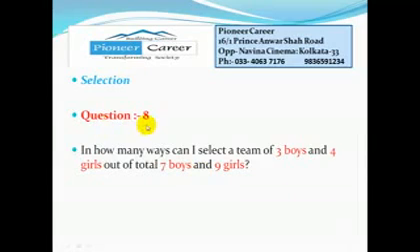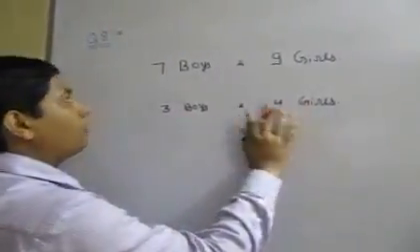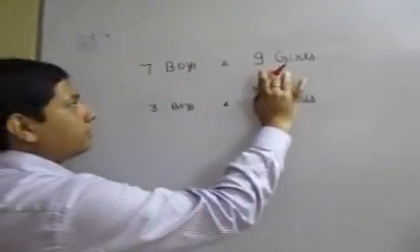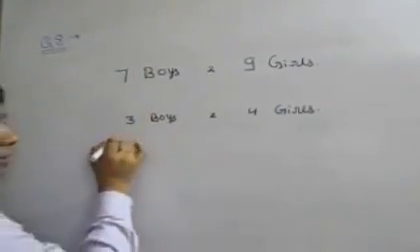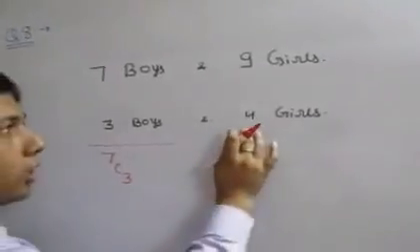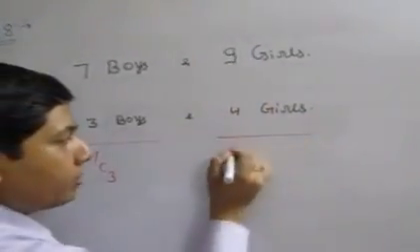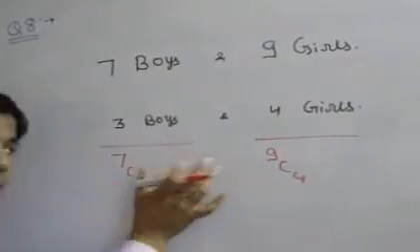Now question number 8. In how many ways can I select a team of 3 boys and 4 girls out of a total of 7 boys and 9 girls? Here we have to select 3 boys and 4 girls out of a group of 7 boys and 9 girls. So first let us select the boys. Out of 7 boys we have to select 3 boys. How many ways can we do that? 7C3 ways. Then we have to select 4 girls out of 9 girls. How many ways can we do that? 9C4 ways.